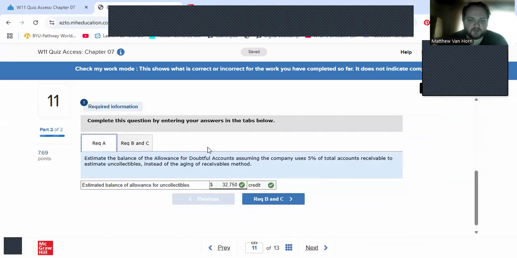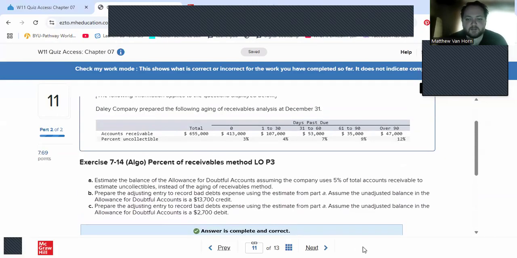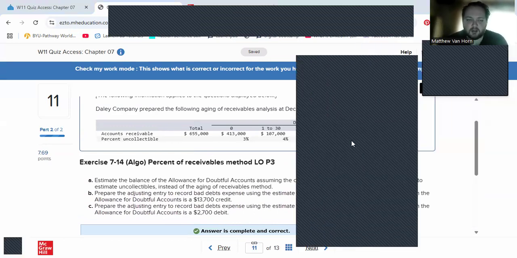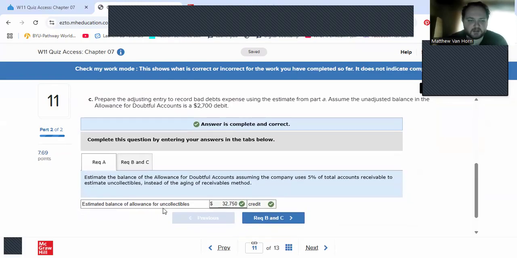This one says estimate the balance of the allowance for doubtful accounts, assuming the company uses 5% of total accounts receivable to estimate uncollectibles instead of the aging of receivables method. So this is where that 655,000 number is so important. I'm just going to whip out my calculator real quick. Take 655,000 and times it by 0.05. That gives you $32,750 for the estimated balance.